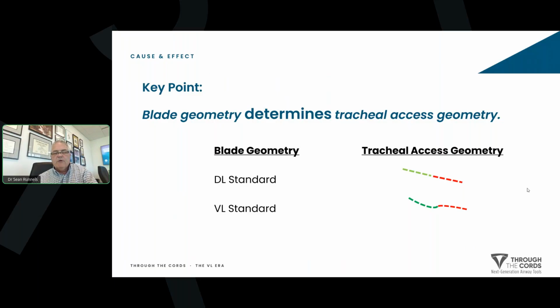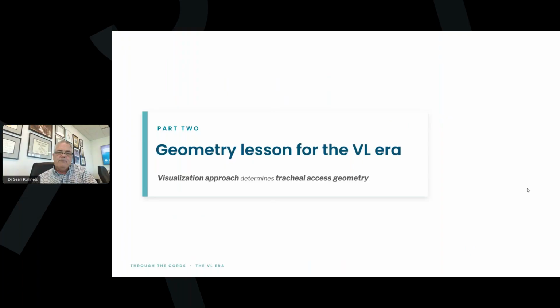But we give up the ability to see that 3 to 4 to 5% of people who have anteriorly placed vocal cords. And so we're going to struggle with them. So then we end up with a hyperangulated VL blade. And now it's about 1 in 1,000 patients that we can't get an adequate view with a hyperangulated blade. But we are working now with fully serpentine geometry, and tracheal access can be a problem. So the geometry lesson for the VL era is, the key point is visualization approach determines the tracheal access geometry.